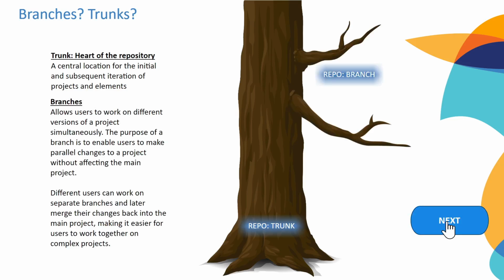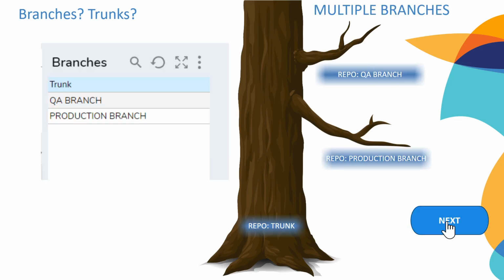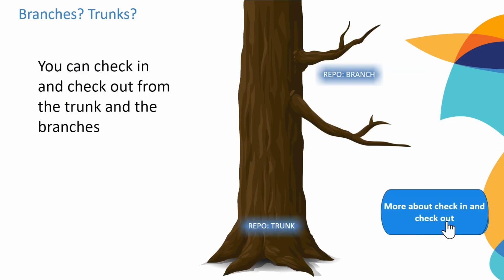So branches allow users to work on different versions of projects simultaneously. It allows for collaborative work and to store revisions. You can have multiple branches for a singular project or singular elements, depending on how you want to organize your workflow. You can check in and check out from both repo branches and repo trunk.